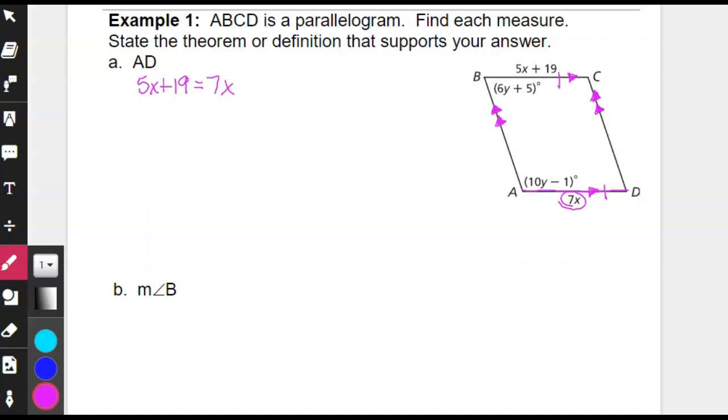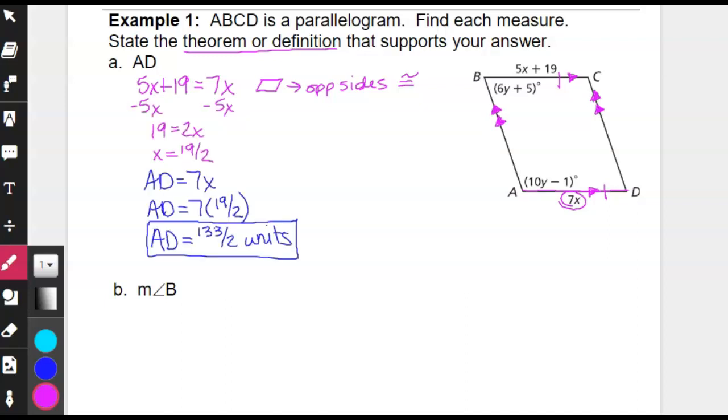And remember we have to state a theorem or definition that supports our answer. So the reason I can set up this equation is because if the quadrilateral is a parallelogram, then opposite sides are congruent. Now, isn't that better than writing the entire paragraph? The answer is yes, it's definitely better. So I need to solve for x because I'm supposed to figure out what the length from A to D is. So I'd like for you to pause your video, solve for x, and write with the answer what the length from A to D is. Pause.